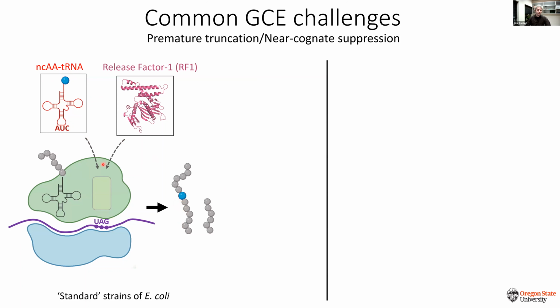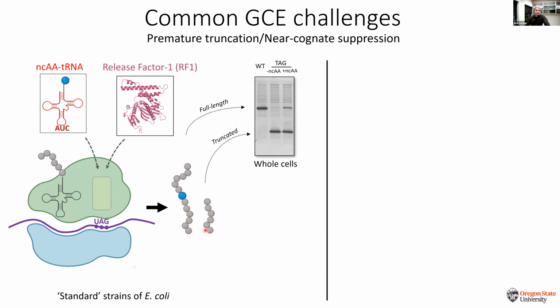But as the cells are doing this, they're in constant competition with release factor 1, which is the cell's protein that would naturally terminate translation at UAG stop codons. And what this does is it means that in addition to making our full-length protein with amino acid in it, we also co-express truncated protein. And this can be seen quite easily on an SDS-PAGE gel. We can see we make full-length protein containing non-canonical amino acid, but also get a lot of truncated protein built up.